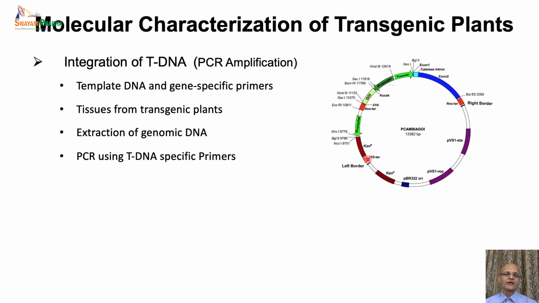However, in order to make sure that the complete tDNA is inserted in the plant genome, more than one primer pair can be used from the different parts of the tDNA. So in addition to the gene of interest specific primers, we can use the antibiotic marker or the reporter gene specific primers too for the PCR amplification.